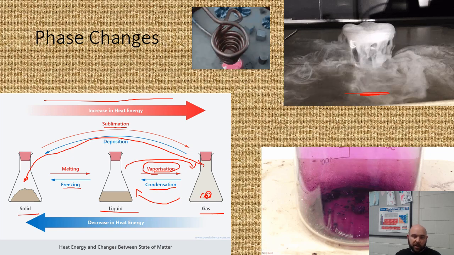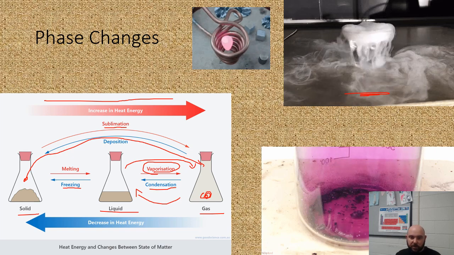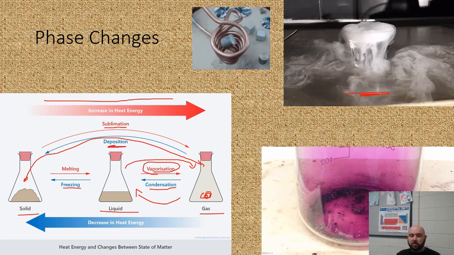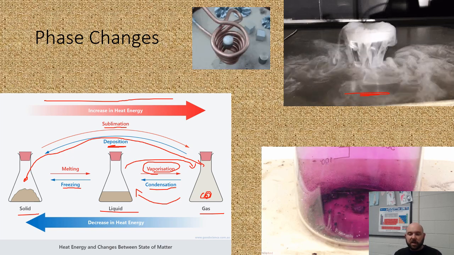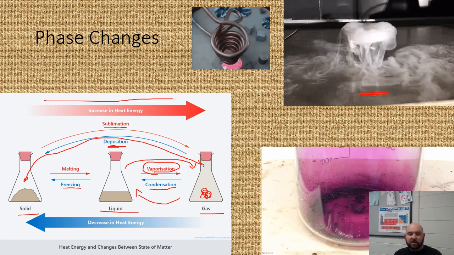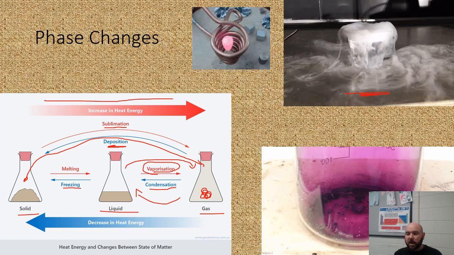And then finally we have the reverse of that, which is called deposition. So sometimes you can have things that are in the gaseous phase move directly to the solid phase.